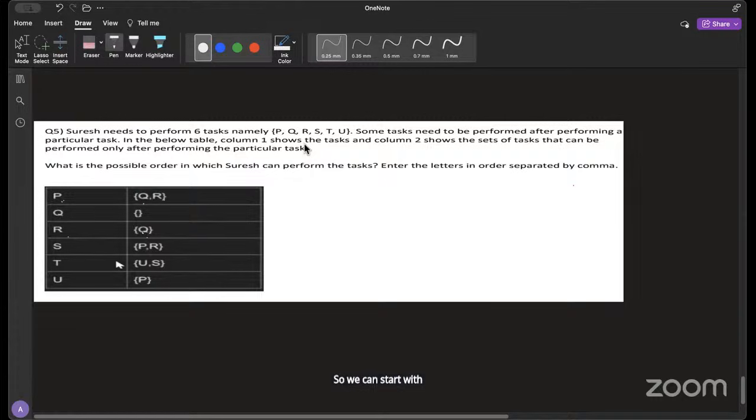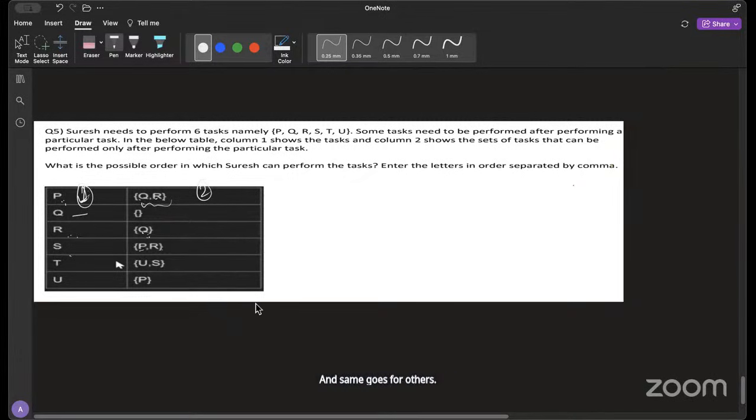No, column 1 shows the task and column 2 shows the sets of tasks that can be performed only after performing this task. So only after performing this task can you come to these tasks. So for you to start with Q, you need to get done with R first. This is column first, this is column second. So you can do Q and R tasks only when you are done with P task. You can do Q only when you're done with R task. P and R only when you're done with S. And same goes for others.